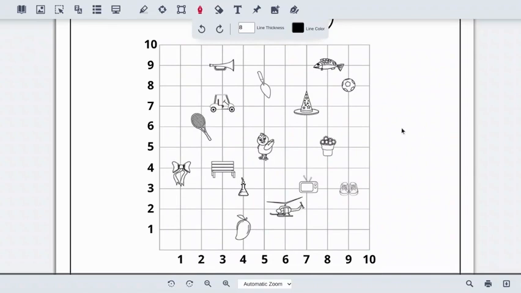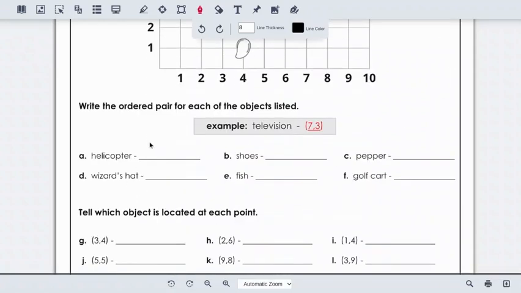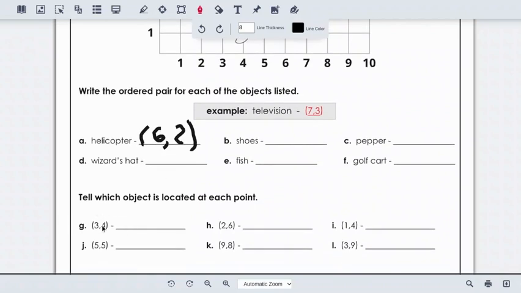So I'm going to go over first, right? Over, and then up. So I'm going to go over to 6, up to 2. So we've got a bracket. We've got a 6, a comma. We've got a 2, and a bracket. All right. And let's do one of these.